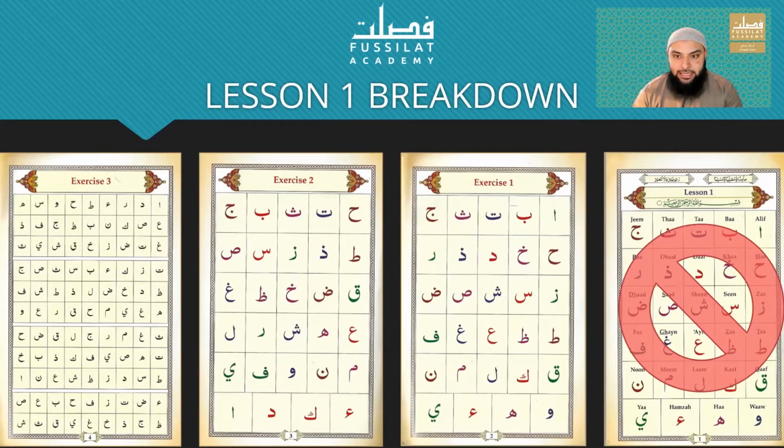Transliteration is how to pronounce something in another language. However, there are certain letters in Arabic that don't exist in English, so you can't replicate them. So I always start from exercise 1, 2, and 3, and I do it in stages. So I'll teach Alif to Jim, for example, and tell them to identify it from exercise 2, and so on.